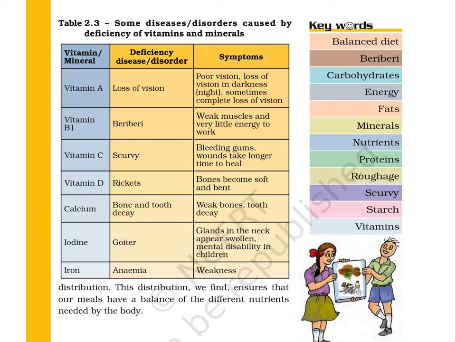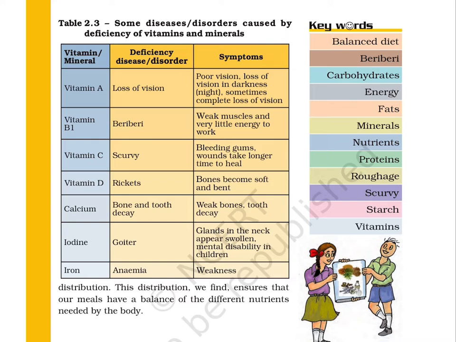Vitamin C, deficiency disease or disorder, scurvy. Symptoms: bleeding gums, wounds take longer time to heal. Vitamin D, deficiency disease or disorder, rickets. Symptoms: bones become soft and bent. Calcium, deficiency disease or disorder, bone and tooth decay. Symptoms: weak bones, tooth decay.